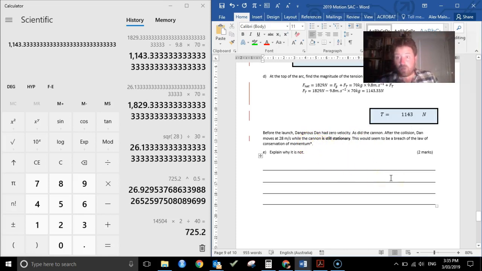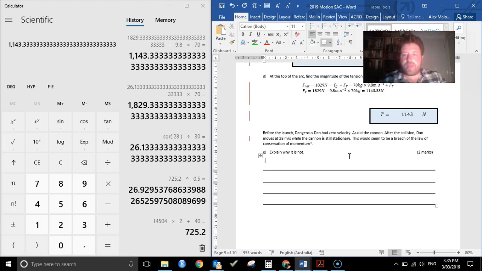So why would it appear to be? Well, it seems like we've generated some new momentum in the universe out of nowhere. We had 0, and now he has some, and the cannon still has 0, so the total amount is something rather than nothing. So we need to explain that. Now, I'm going to give you the explanation that I was actually looking for, and then there's another thing that I'll probably give marks to as well.